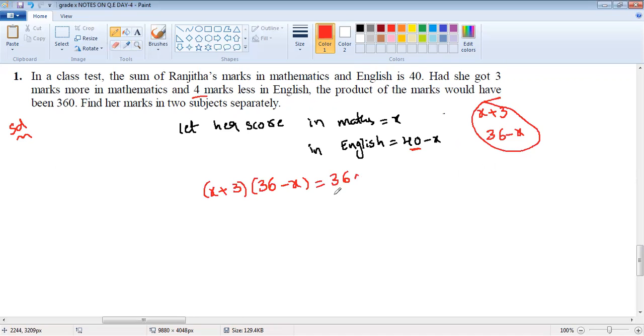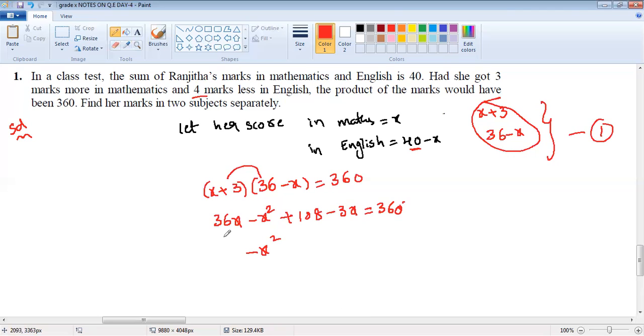Are you clear now? That's all. See, up to here, if it is a 3 mark question, it is 1 mark in your hand. Then multiply x into 36, 36x minus x square, 3 into 36, 108 minus 3x, which is equal to 360. Then x square minus x square, 36 and 3, 33x, then 108.